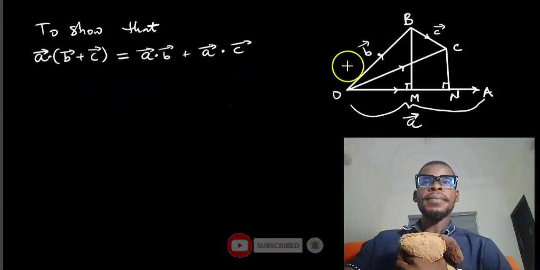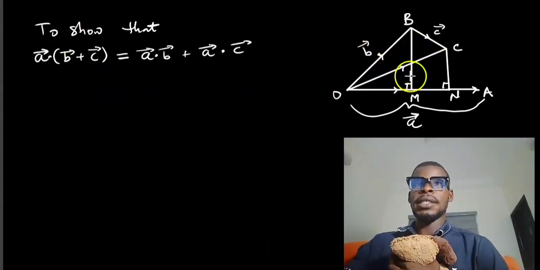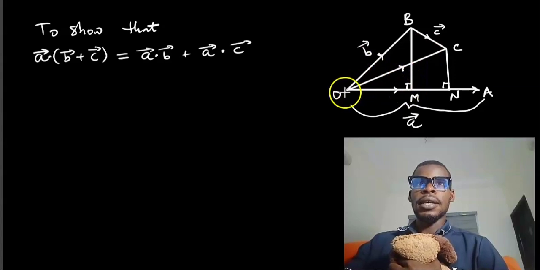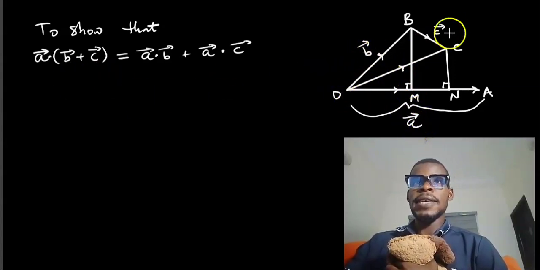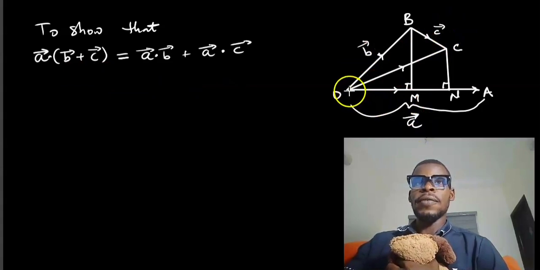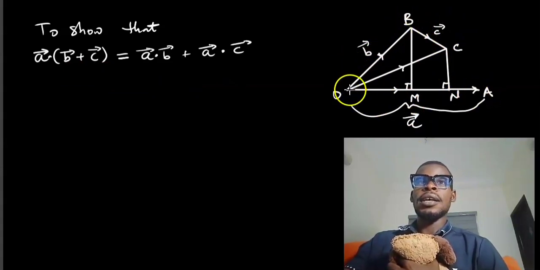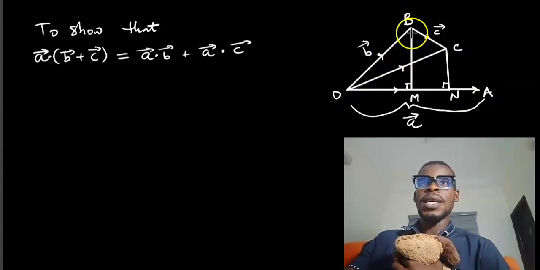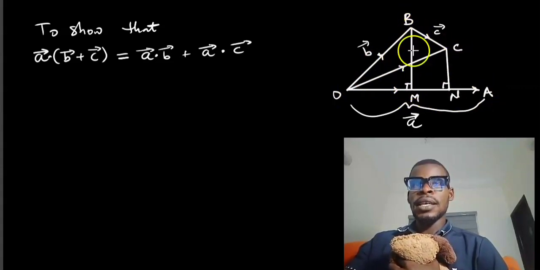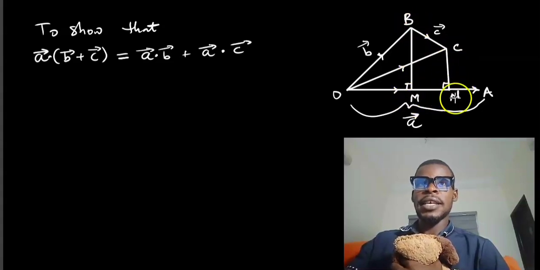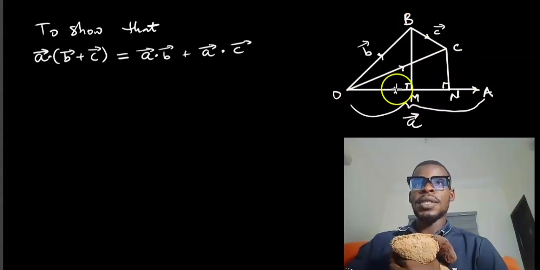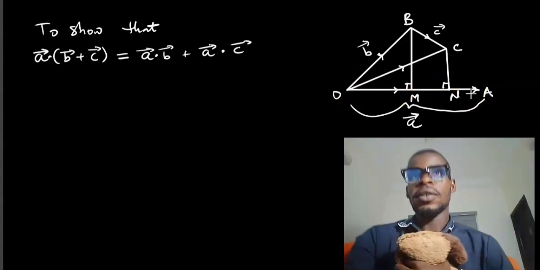Good. So let's analyze the diagram a little bit. We have the three vectors that we need, vector A, B, and C. Vector A starts from point O to point A, vector B from point O to B, and then vector C from point B to C. You can also observe that the lines B, M, and C, N are perpendicular to the direction of vector A.